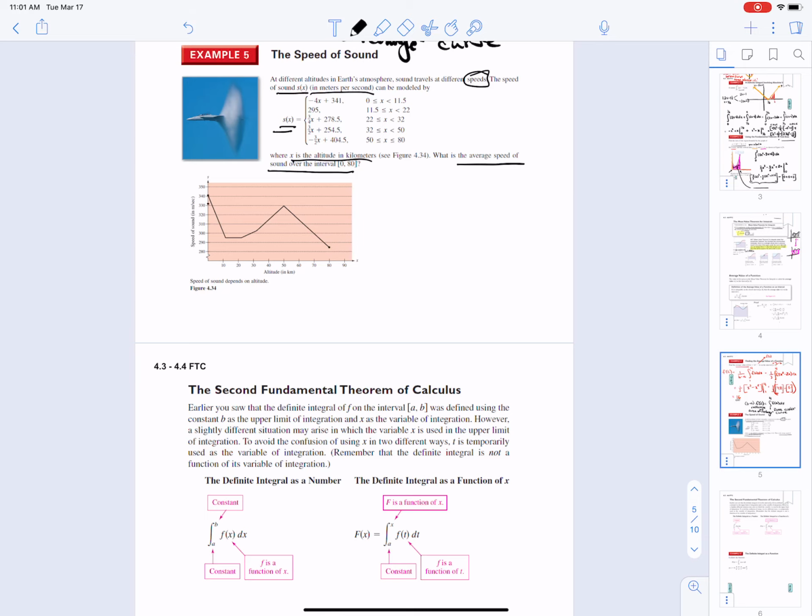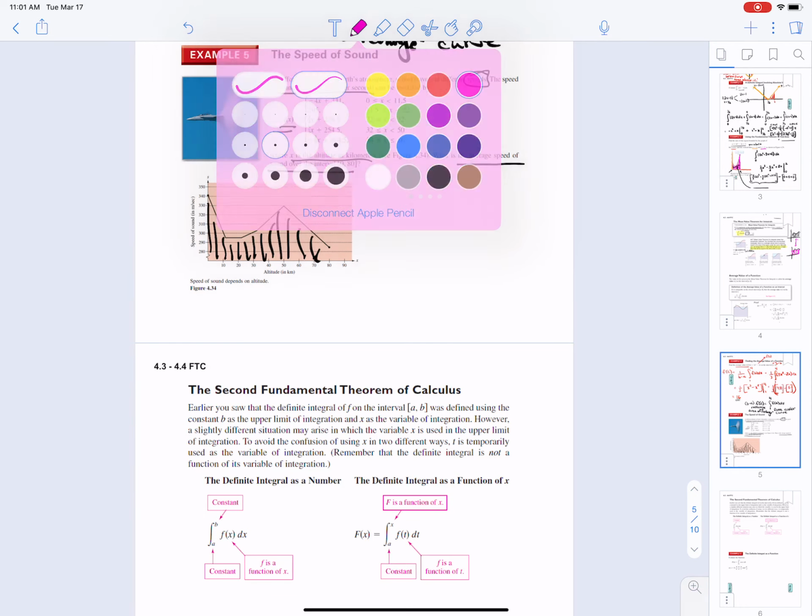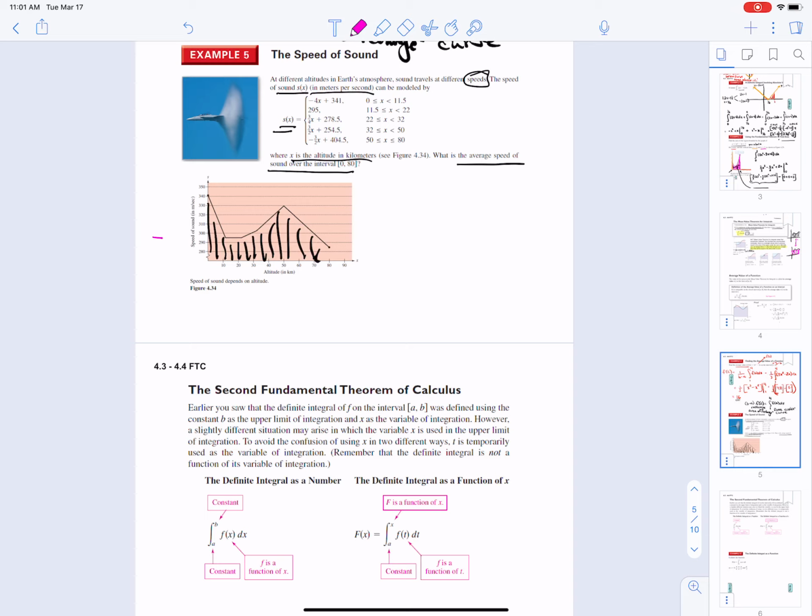So again, I'm looking at the total area under this curve, but I'm trying to find the c value that would create some f of c so that it forms a rectangle where that rectangle is equal to that actual area under the curve. Okay? So what we're going to do, now we have to actually break it up.